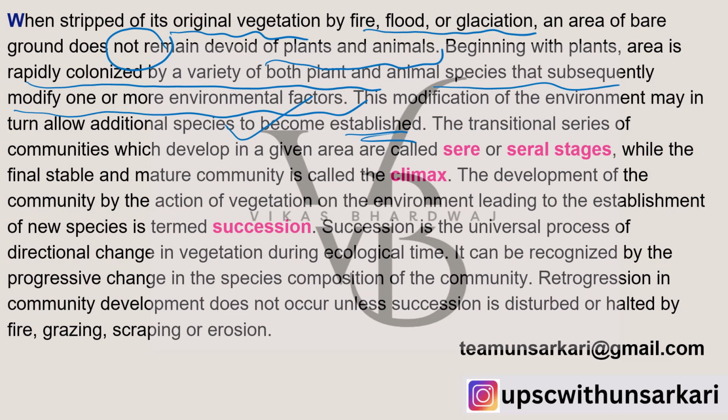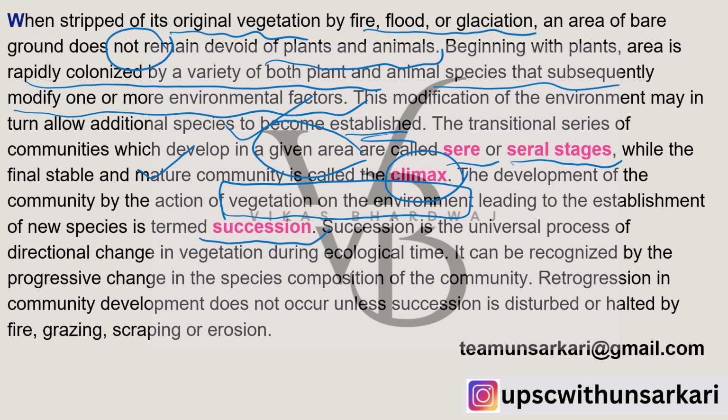Now this transition series of communities which develop in a given area is called sere or seral stages, while the final or stable or mature community is called climax. That means it is reaching the peak. So the development of the community by the action of vegetation on environment, please remember, the action of vegetation on environment, leading to the establishment of new species is termed as succession.